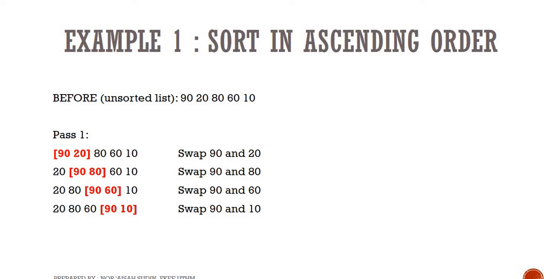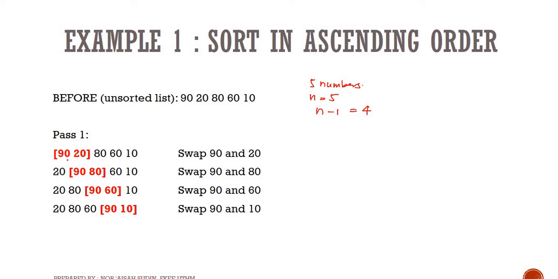Now we have 5 numbers in the list, as you can see here. I need a pen. Here we have 90, 20, 80, 60 and 10. So there are 5 numbers, so n is equal to 5. How many comparisons do you need to do? It depends on n minus 1, so we have to do 4 comparisons.